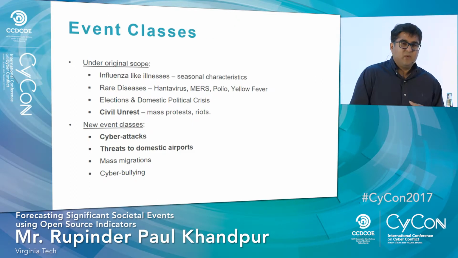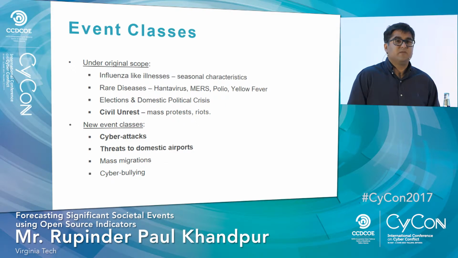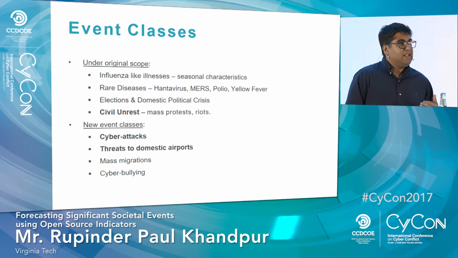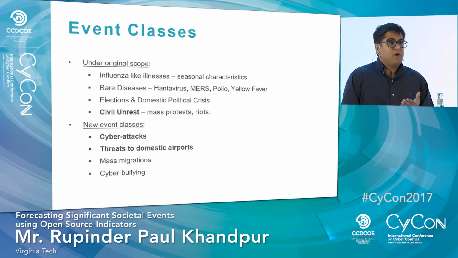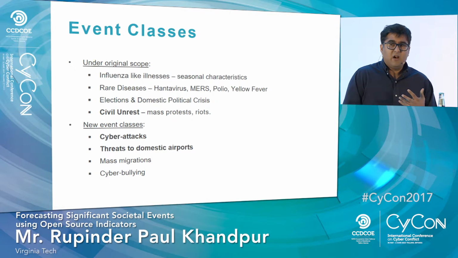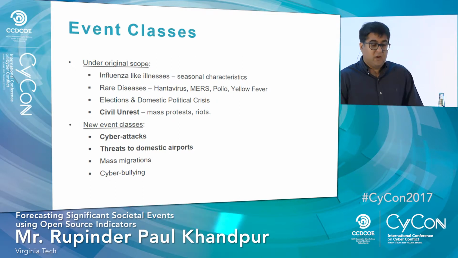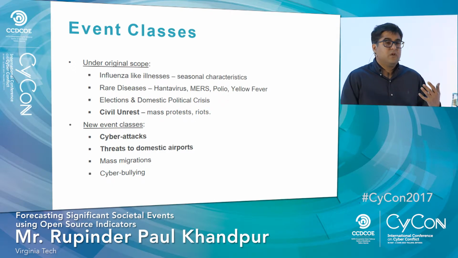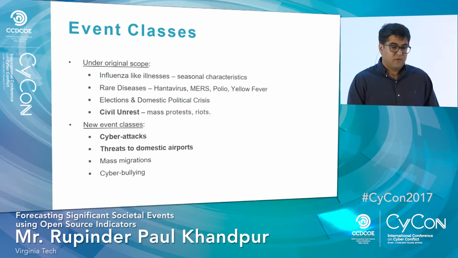Our initial classes that we considered were influenza-like diseases and rare diseases. That was for the disease aspect. Then elections and other domestic political crises were also part of the program. And the most important was civil unrest. And lately, what we have been trying to do is model our technology for other domains such as cybersecurity, threats on critical infrastructure, cyberbullying, and mass migrations, which are new problems in our digital world, and we want to use open source indicators to forecast events for them.